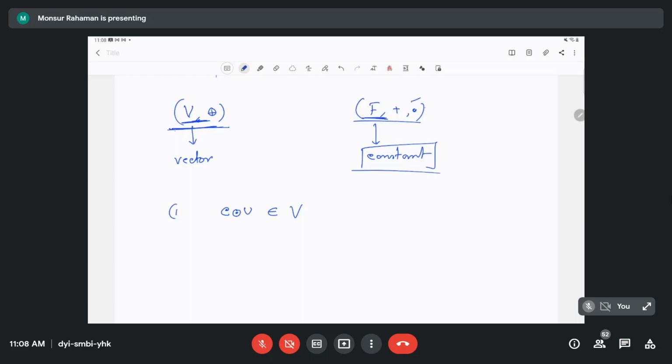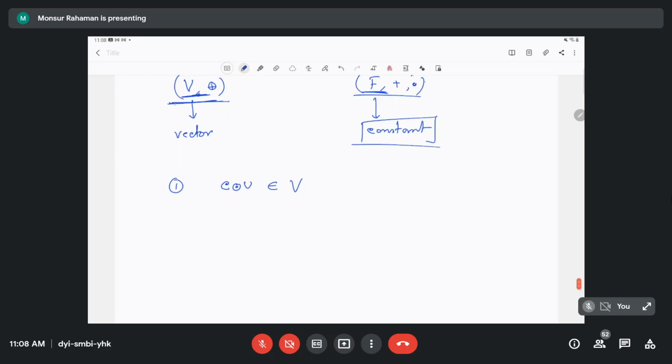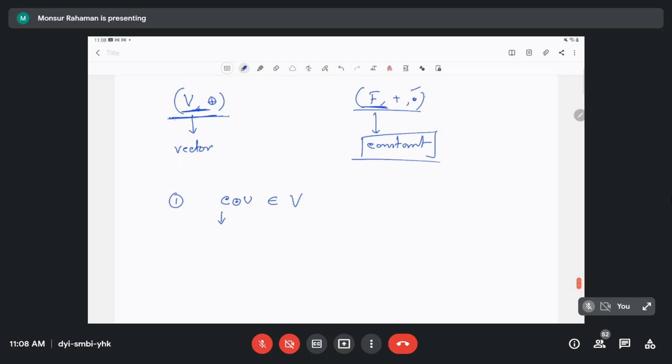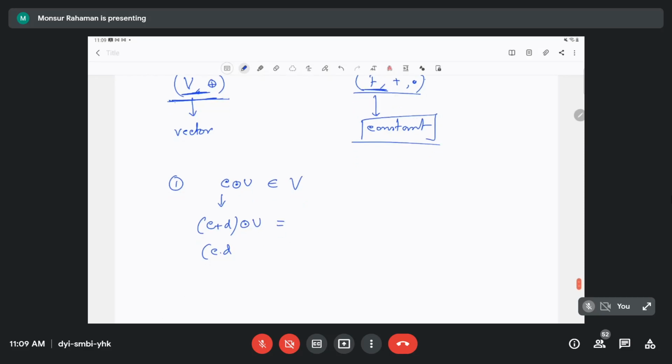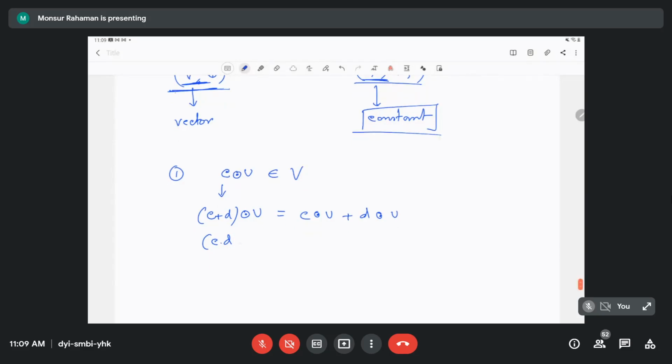So now what will we do? How many operations are there? There's C plus D, C into D. These two operations are there for the field. So you have to distribute it. C plus D dot V has to be C dot V plus D dot V. When I give you an example, it will be clear.